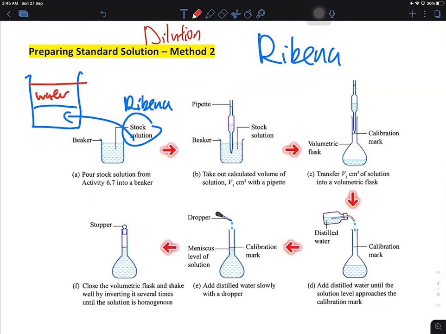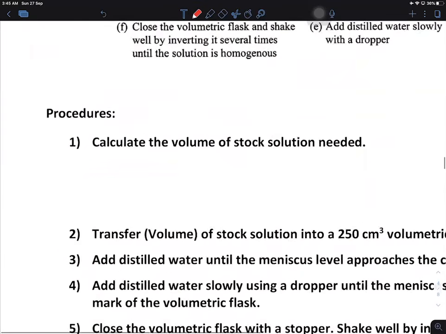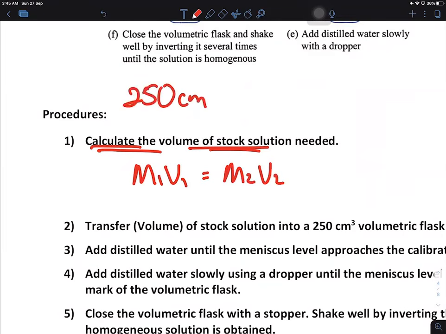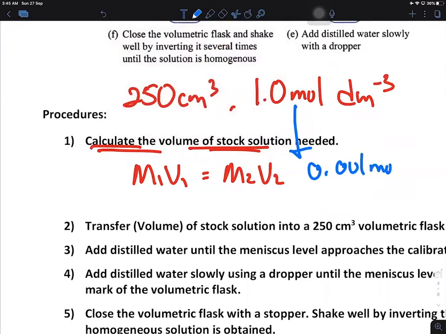Okay. So same law, if you want to know, you go to calculate the volume of the stock solution needed. How to calculate? Since this is dilution, we use the formula M1V1 equals M2V2. So let's say this is our solution just now. I want to dilute this into 0.001 mole per dm cube. How do I do this dilution?